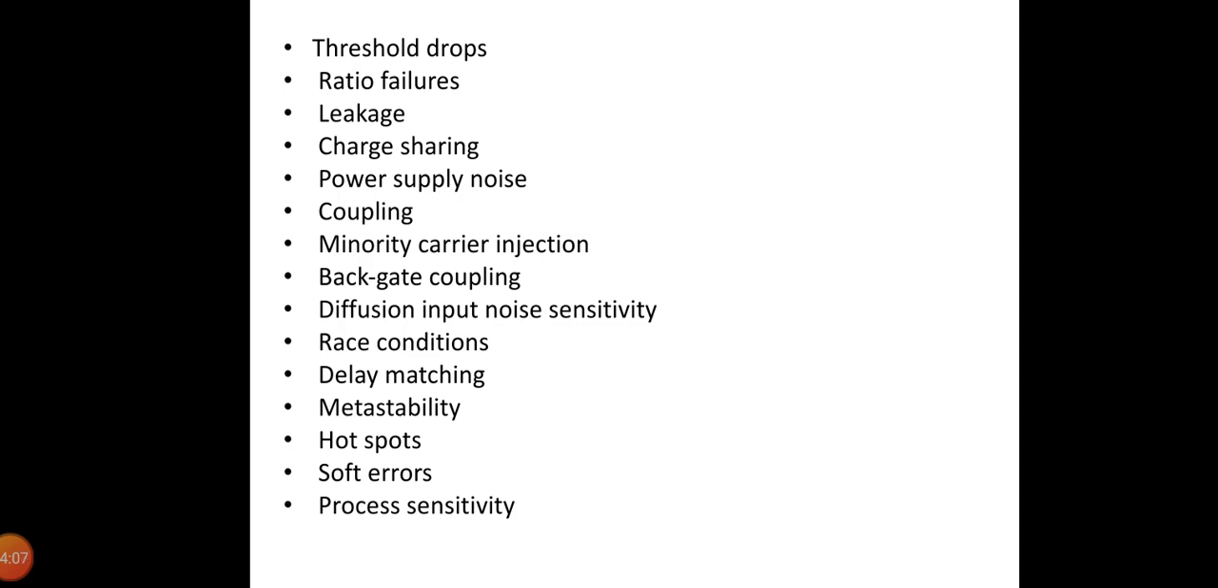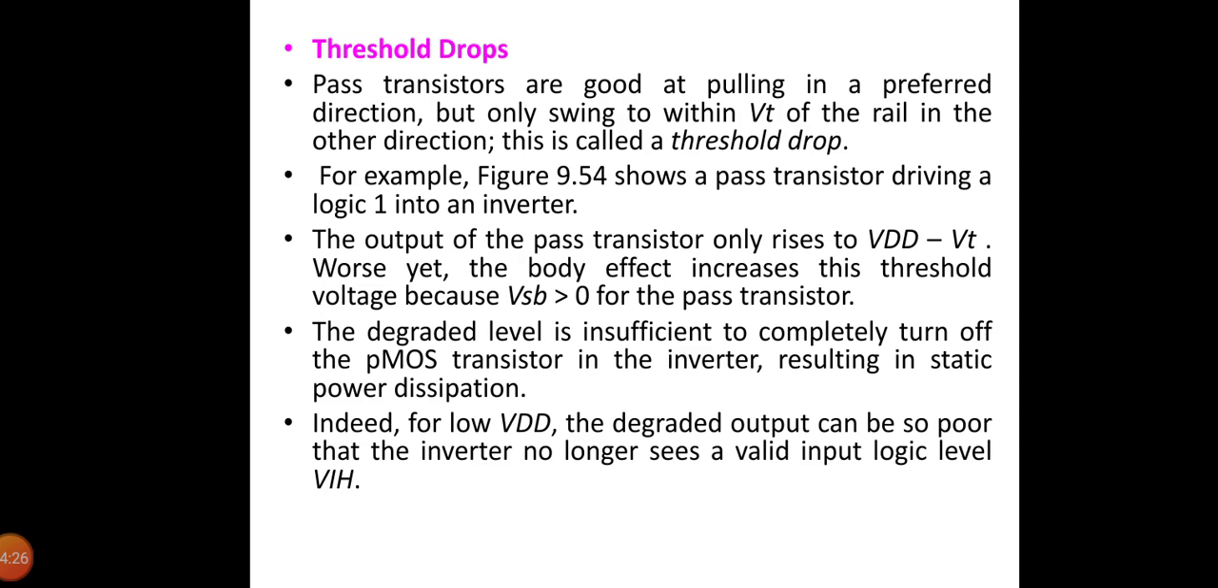These are some of the circuit pitfalls: threshold drop, ratio failures, leakage, charge sharing, power supply noise, coupling, minority carrier injection, backgate coupling, diffusion input noise sensitivity, race conditions, delay matching, metastability, hotspots and soft errors, and process sensitivity. Let us see them one by one. Pass transistors are good at pulling in a preferred direction but only swing to within VT of the rail in the other direction. This is called threshold drop.